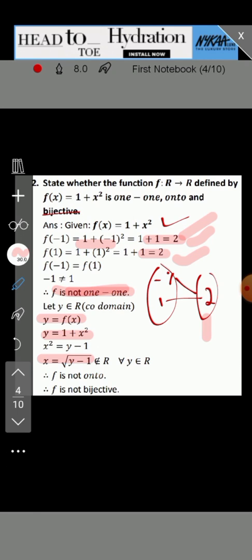If we solve for x, we'll get x is equal to square root of y minus 1. This number does not always belong to R. As I told in the previous example, this minus 2, it is of the form y minus 1, and it does not belong to R. That's why this function is not onto. So if a function is not onto and not 1 1, this is not a bijective function. I hope this is clear.